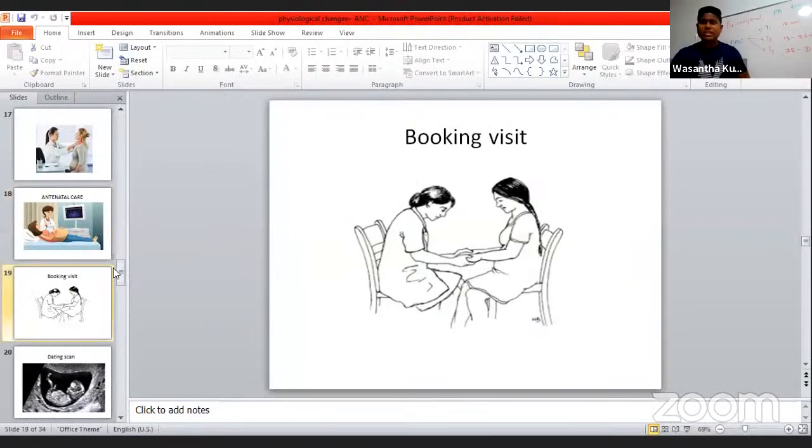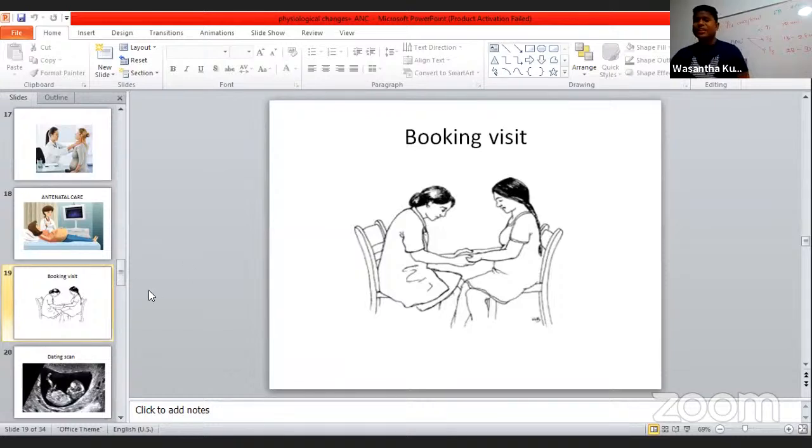All right, okay. So in the first trimester, what are the things that you have to do? They have to continue the folic acid throughout the first trimester, and they have to come and meet a doctor and get advice during the first trimester itself. That is called the booking visit. What do you mean by booking visit? The first visit where they encounter a doctor or medical personnel during pregnancy.